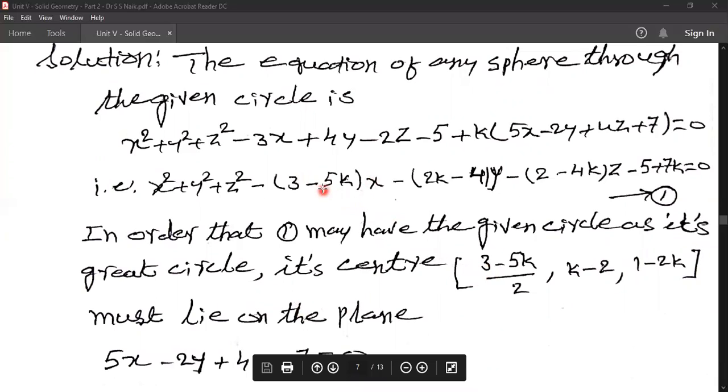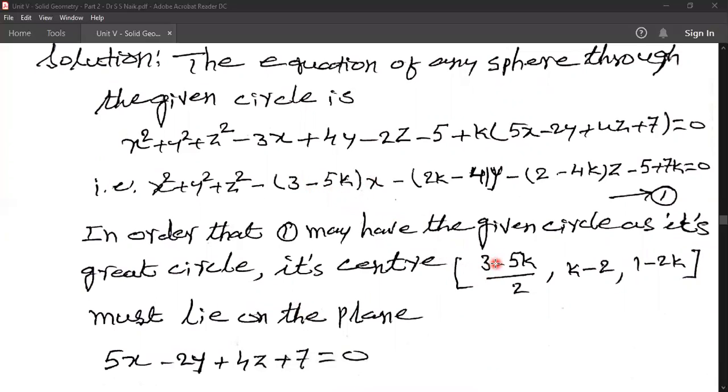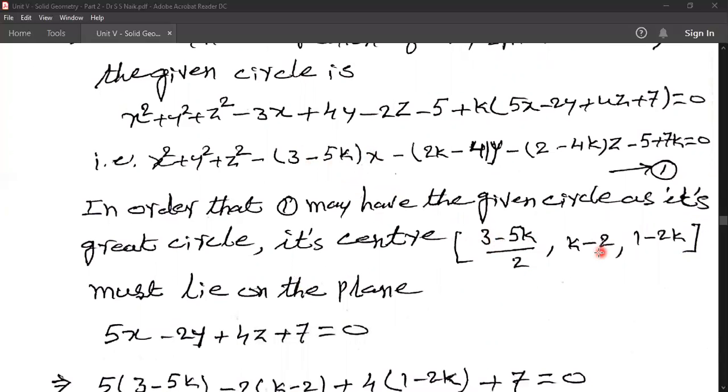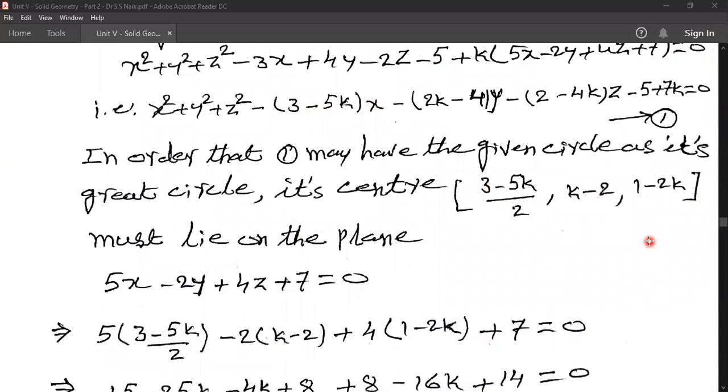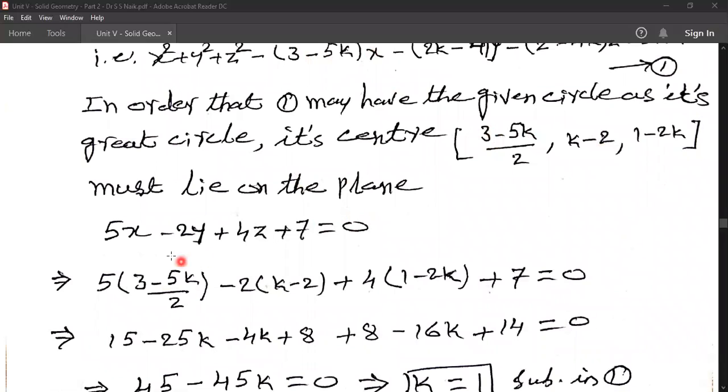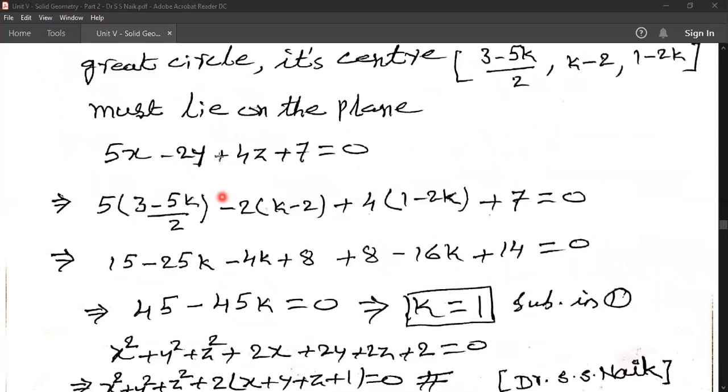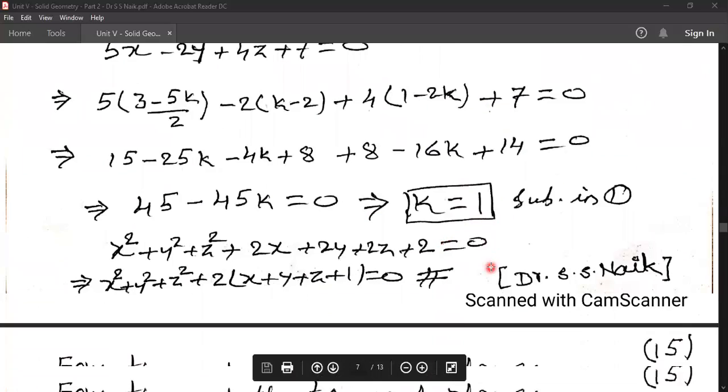In order that one may have the given circle as its great circle, its center, the center of this sphere, minus half of the coefficient of x, that is 3 minus 5k by 2, k minus 2, 1 minus 2k, must lie on the plane 5x minus 2y plus 4z plus 7 is equal to 0. So put the values of x, y, z in terms of this k, then go on simplifying, you get 45 minus 45k equal to 0, implying thereby k is equal to 1.